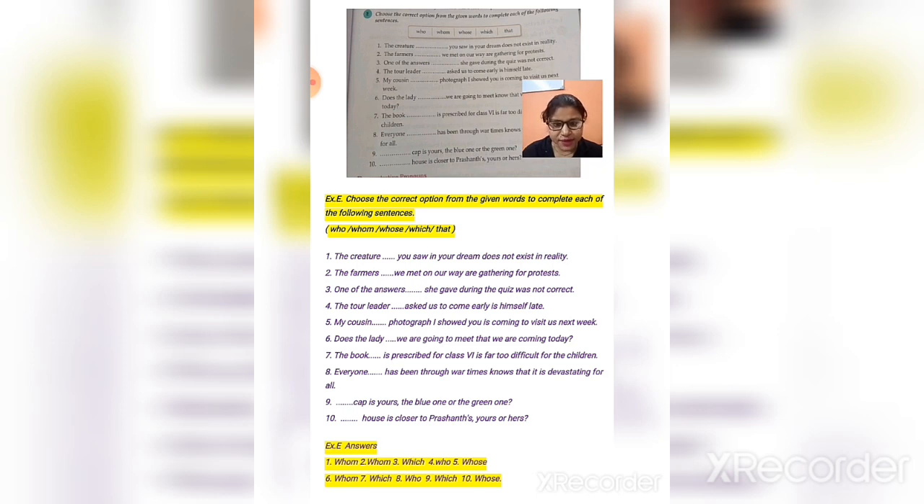Third says: one of the answers which she gave during the quiz was not correct. So here the answer is which. Now let's go to the fourth. Fourth says: our tour leader who asked us to come early is himself late. Now five says whose: my cousin whose photograph I showed you is coming to visit us next week. Now come to 6. Answer 6 will be whom.